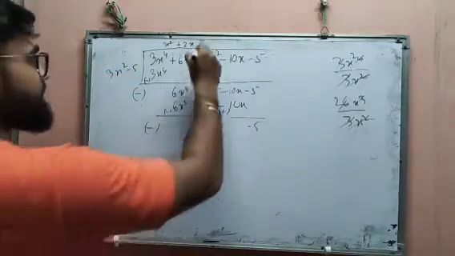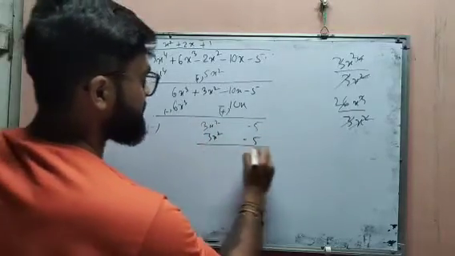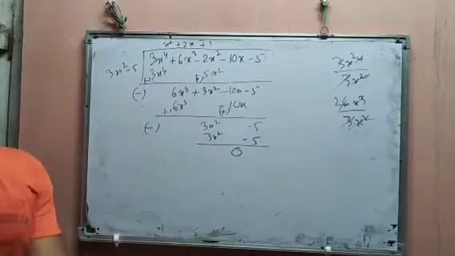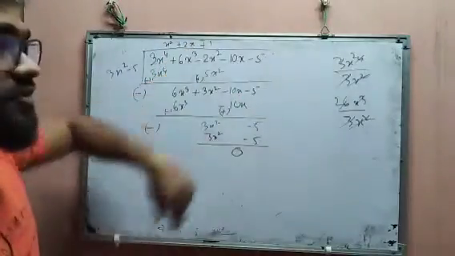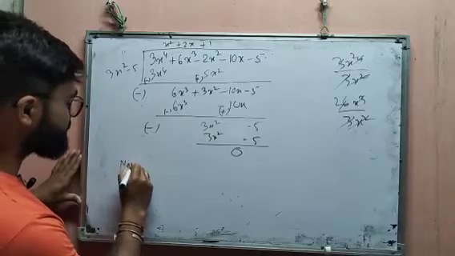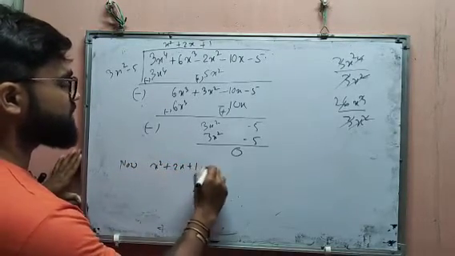So we can write, give one time only 3x square minus 5. The remainder becomes 0. So now we can compare. Now this equation will be x square plus 2x plus 1 equal to 0.